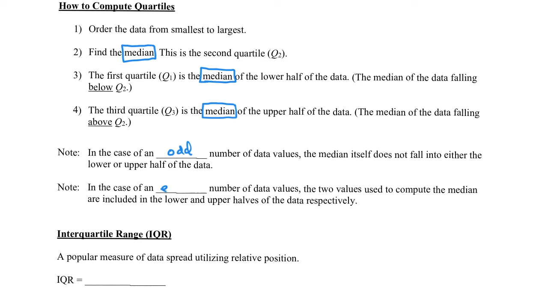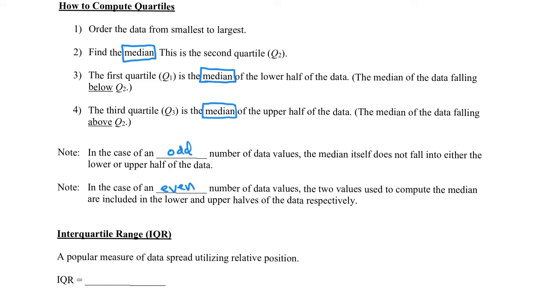If you have an even number of data values, then the two values used to compute the median are included in the lower and upper halves of the data respectively. And again, you would probably do this even if you've never read this, because it just seems like the thing to do. And again, you'll know what I mean when we look at a couple of these.